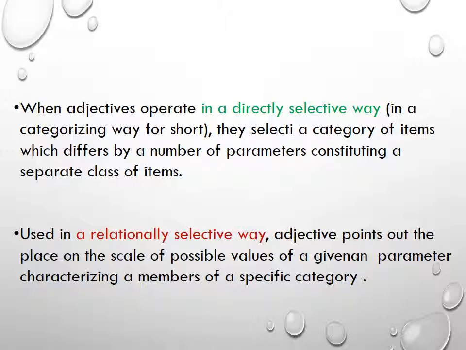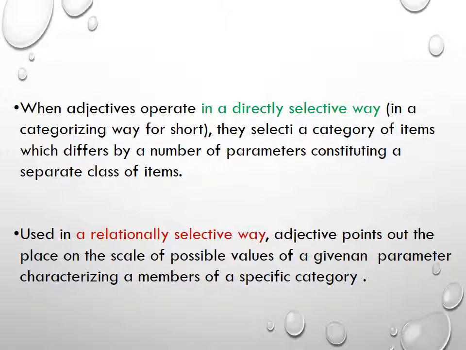When adjectives operate in a directly selective way, they select a subcategory of items which differs by a number of parameters from the original category, constituting a separate class of items. For instance, evergreen trees are not merely trees that are evergreen, but differ from other trees with the shape of needles, the shape of the tree itself, geographical location they favor, birds that nest in them, etc. A high chair, on the other hand, is not only high but has some additional features making it safe and comfortable for children.